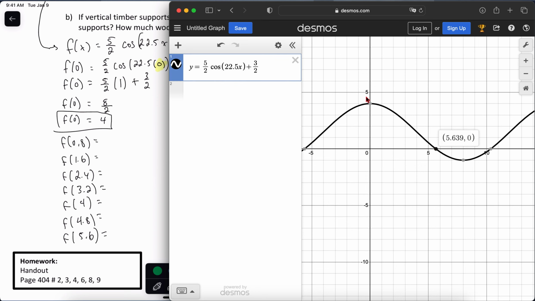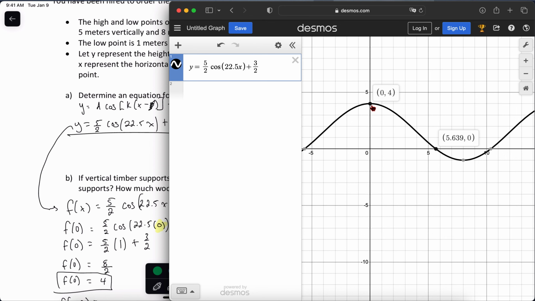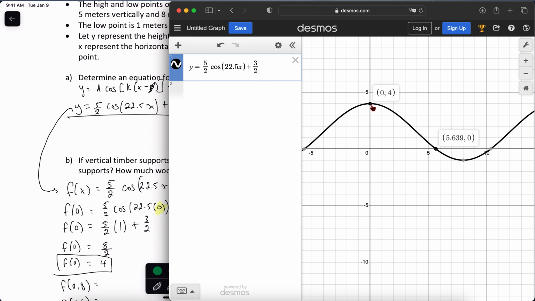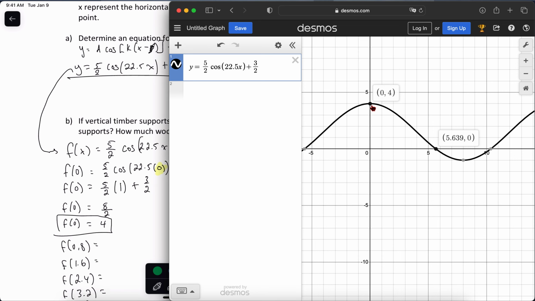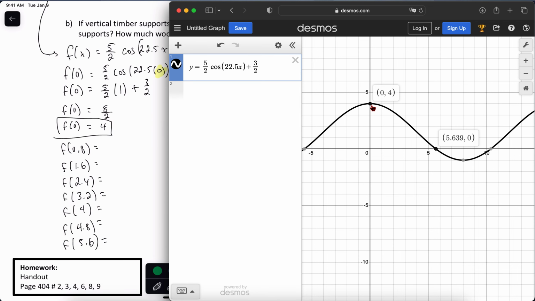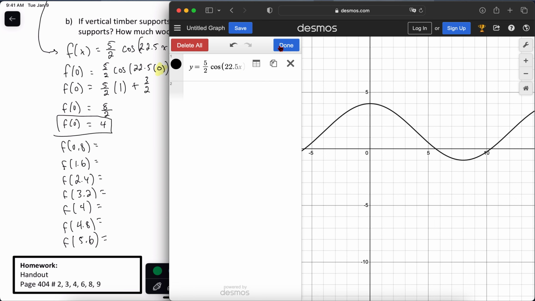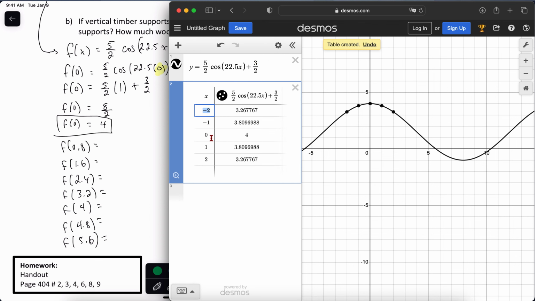Okay, and so you should see you've got your initial height, and we're getting pretty close. So what we need to do here is I can do this little trick where I can create a table.